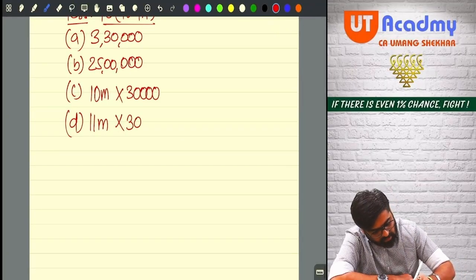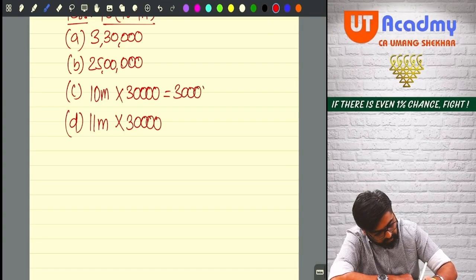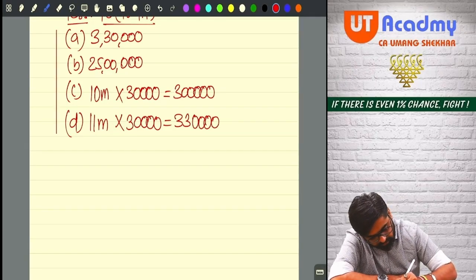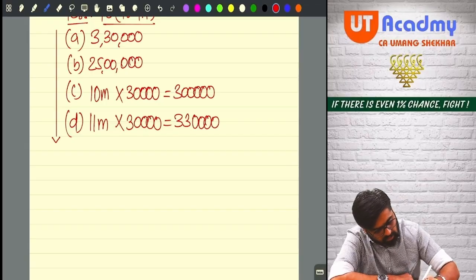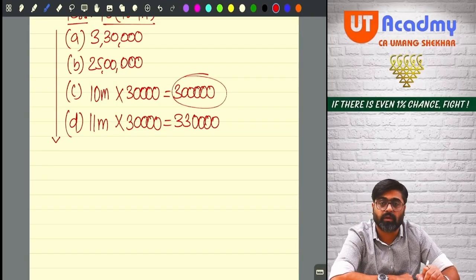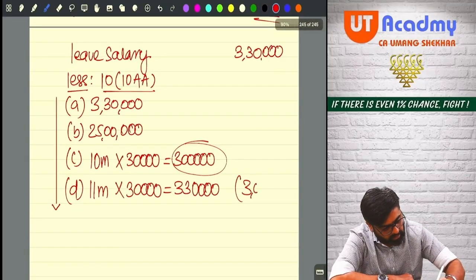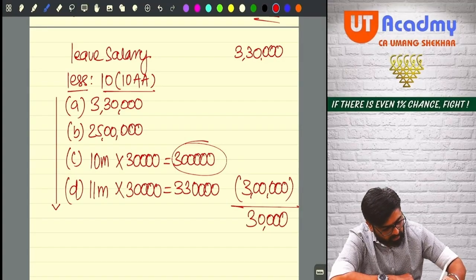And average salary I will put here also. So this will be 3 lakhs and this will be 3 lakh 30,000. Everyone got this? A, B, C, D. Whichever is lower, so I will get this 3 lakh as what? Exempt. So out of 3 lakh 30, I will exempt 3 lakh. My taxable leave salary will be how much? 30,000. Did you all know this?